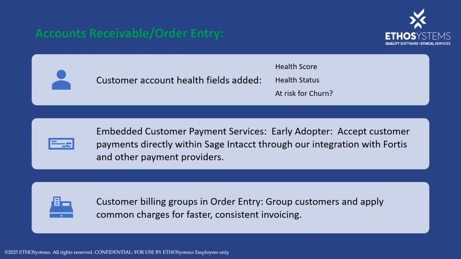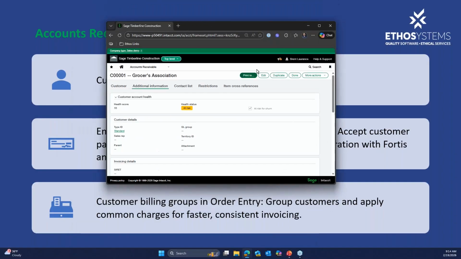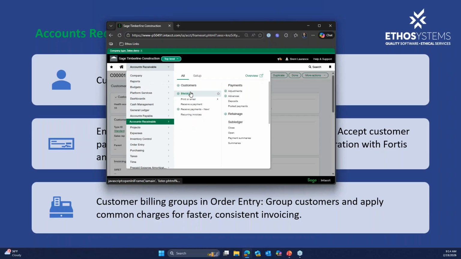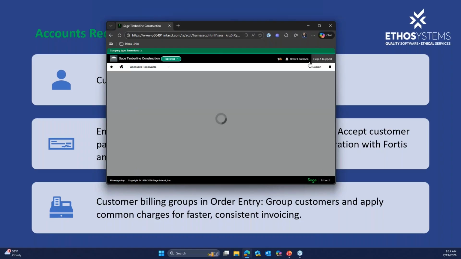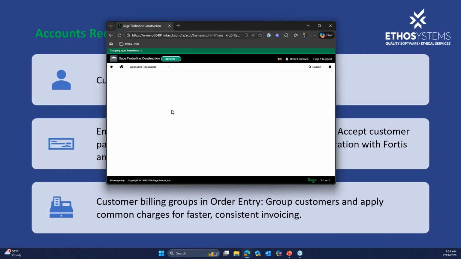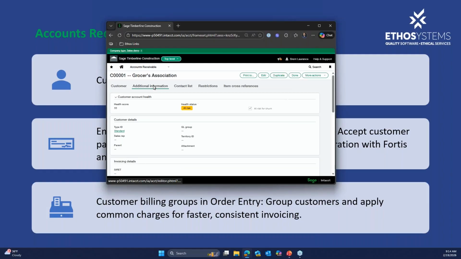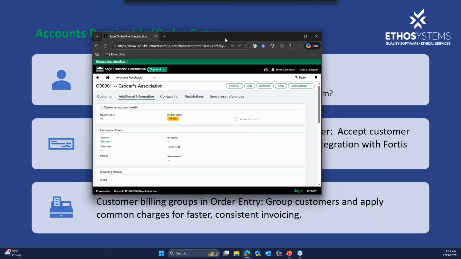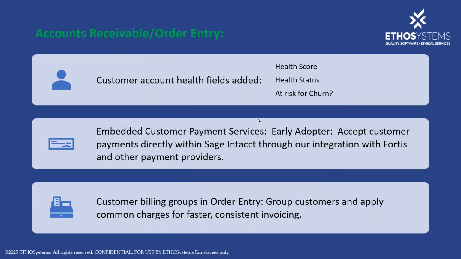Accounts receivable, we've added some new fields to the customer record. For those that are integrating, let me just go ahead and pull up the customer record here just a second. So accounts receivable, if we go into customers, what you'll notice is that we've added some new fields to the customer record that you can now update through your CRM product or manage manually, where you can update it with a health score, a status, and then whether or not you're at risk for churn, which is great for customers with large numbers of end users, or companies with large numbers of customers.